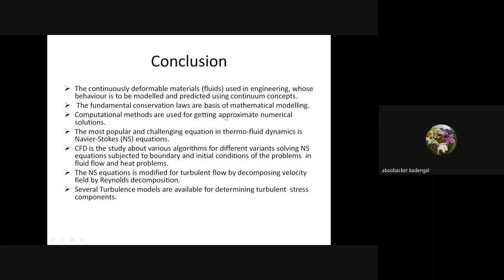Computational methods are for getting approximate numerical solutions. The most popular and challenging equation is the Navier-Stokes equation, because it is a general equation, and by solving it for different conditions, we can get solutions for various realistic problems. CFD mainly concentrates on various algorithms for different variants of the Navier-Stokes equations.